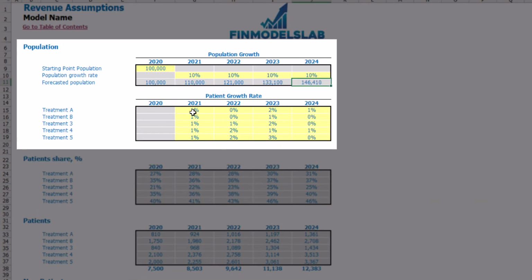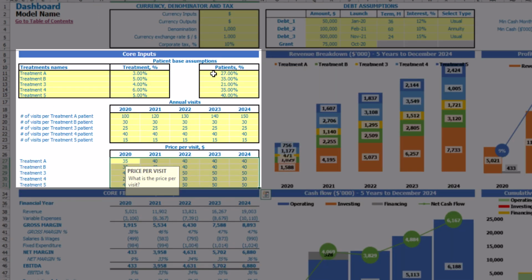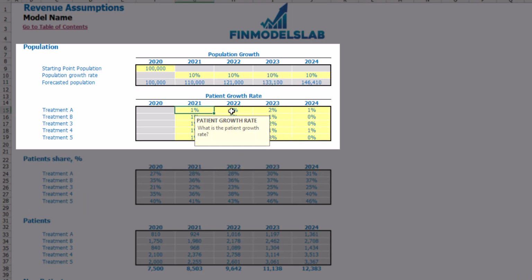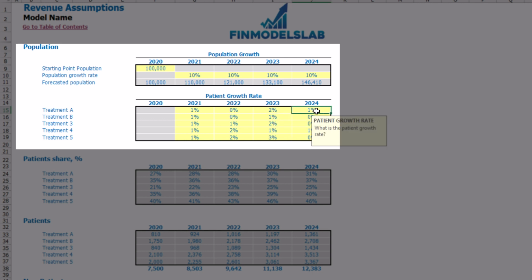Additionally, on the revenue tab, you can input patients' growth rate. This means that these patients, 27%, will be increased by 1% the next year, 0% the year after, 2% and 1% in the last year. These percentages are also changeable.